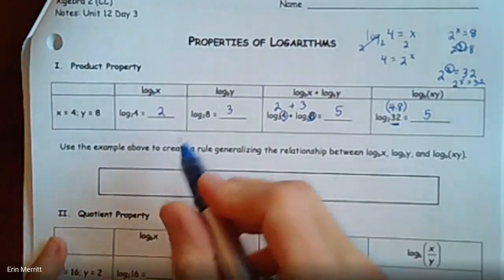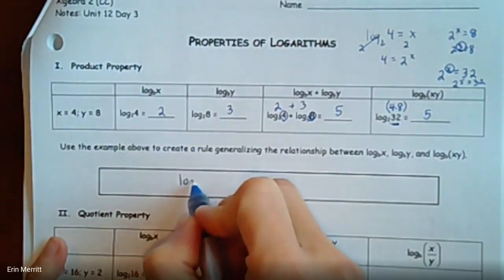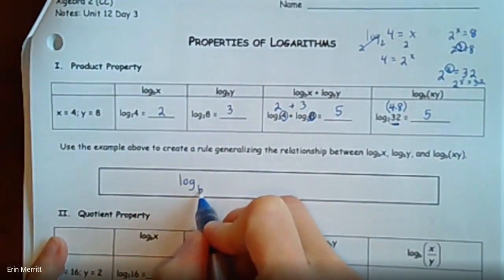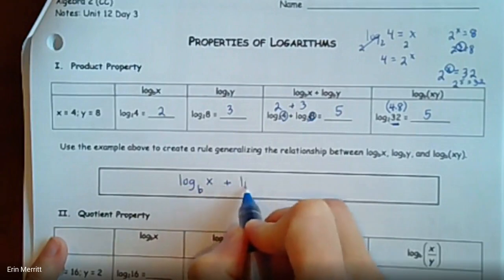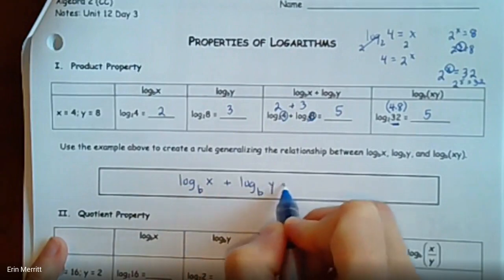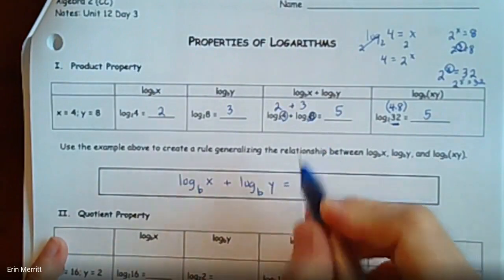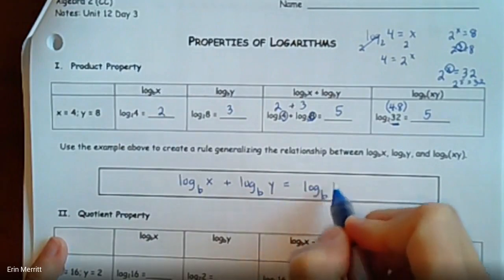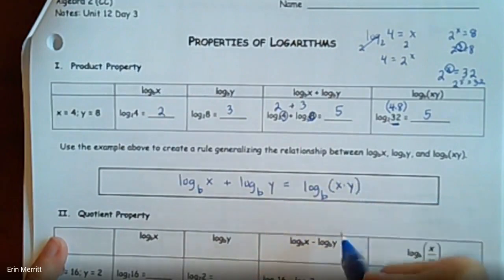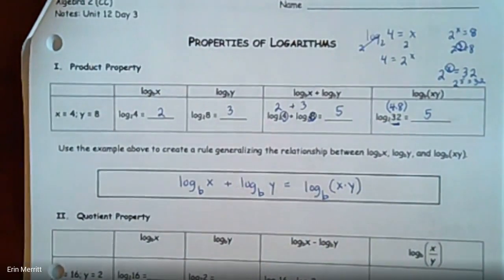So the way we can write the rule is to say, in general, if we do log base b of x plus log base b of y, it'll give you the exact same answer as if you had multiplied x and y together and then taken log base b of that. So there's your first rule. You can pause here again and calculate the second ones, or you can just roll with me on it.